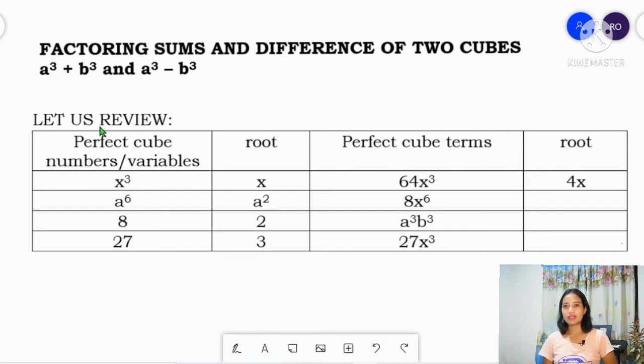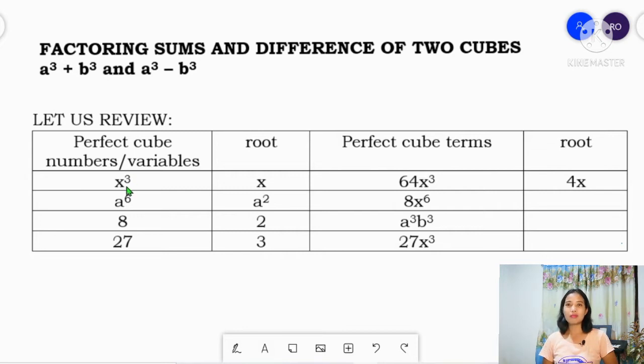Dito ang exponent ay 3. So ano nga bang ibig sabihin ng perfect cube number or perfect cube variables? So let's study this review. Okay, ang example na binigay dito ay x cube or x raised to 3 and a raised to 6. So, ang mga variables ay masasabi nating perfect cube kung ang kanilang exponent ay multiples of 3.